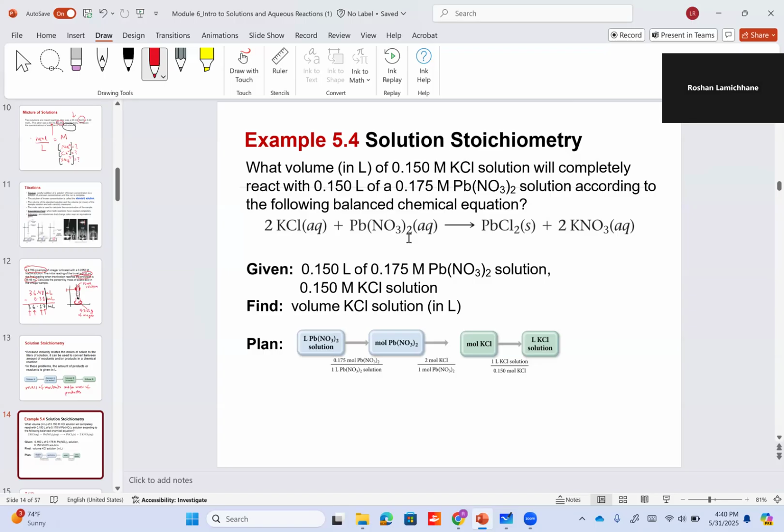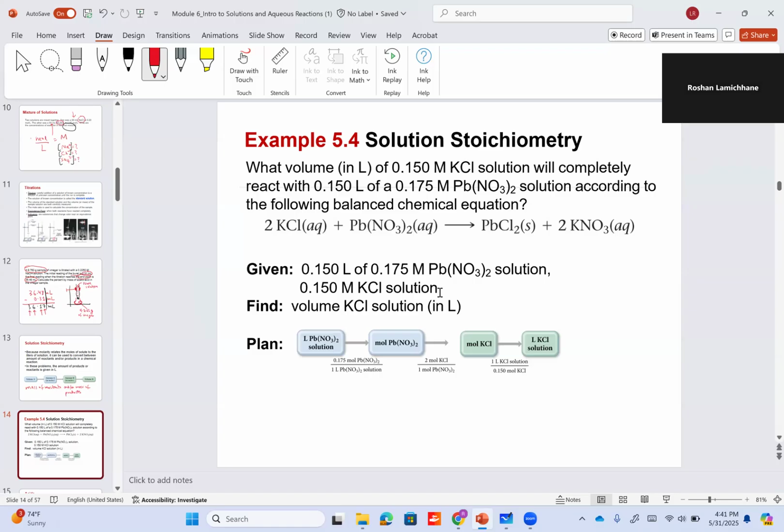All right, if you read this question, we can paraphrase it. These are the given values: the volume of the solution, the molarity of this solution, and the volume. We have been given the molarity of the KCl solution. Then our end goal is to figure out the volume of the KCl solution.